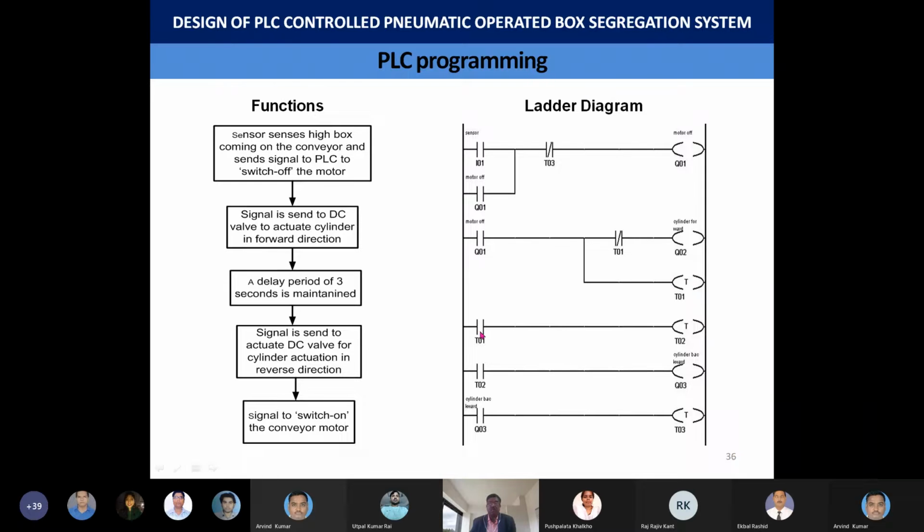A timer will be on. Once the cylinder extension is completed and the timer is on, and once the timer completes its time, the timer becomes an input, and the signal is sent to the DC valve for retraction, the reverse action. Then a signal switches on the motor. So this is what we have planned.